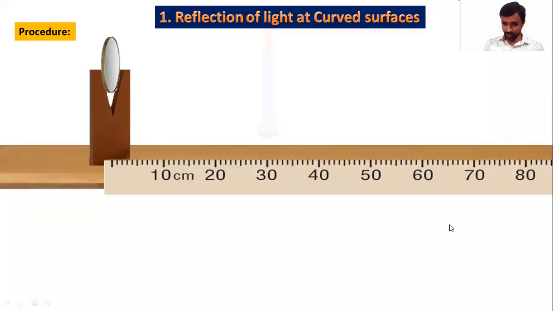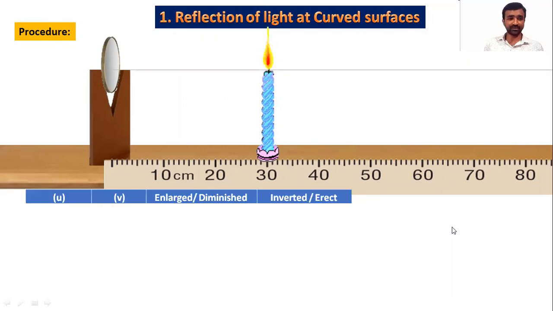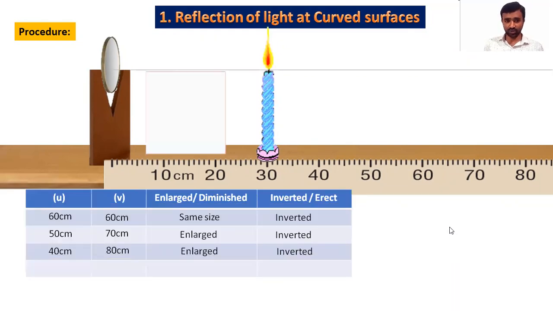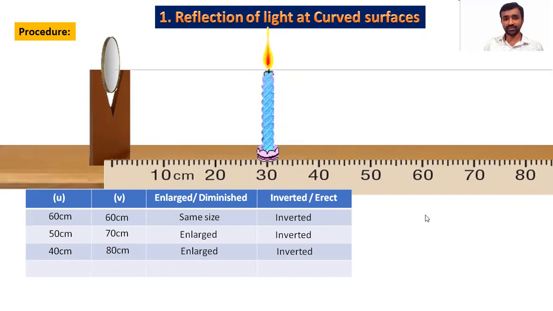Now the object is placed at 30 centimeters. Following the same process, the flame is above the principal axis. Then tabulating, we note the same object position in the table. It is at 30 centimeters. So the object position is noted. But here when I move the screen, do you see any image formed on the screen?